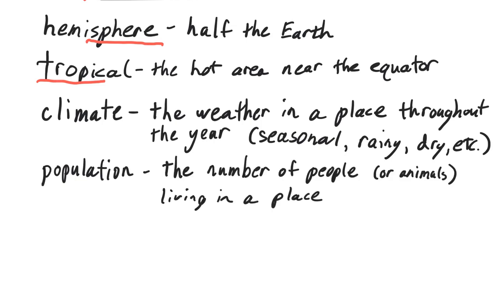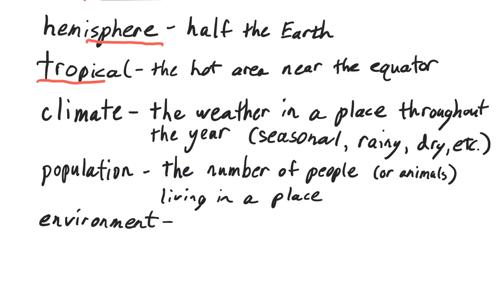Population is the number of people living in a place. For example, in Japan, there are 127 million people. It could be a country or a city. Scientists might also look at animal populations. So they might look at the population of polar bears in the North Pole or something like that.